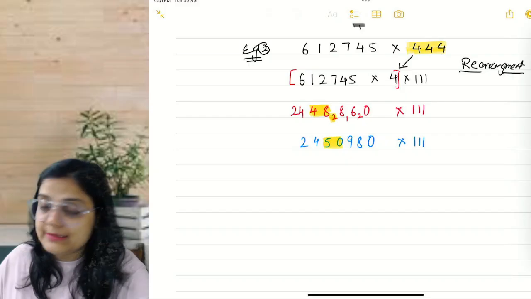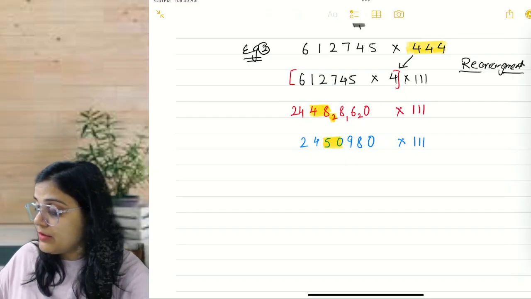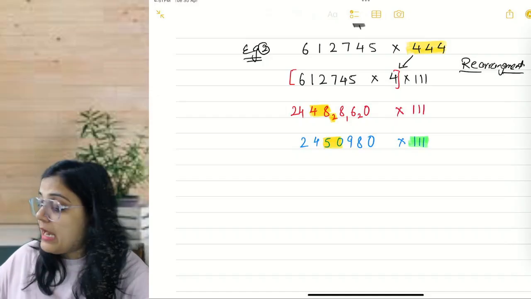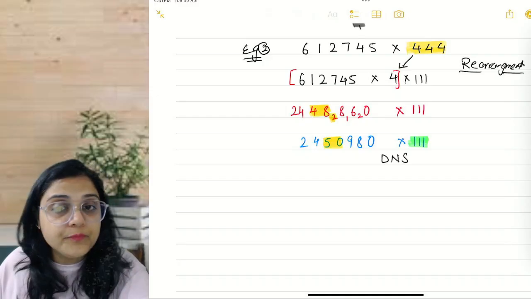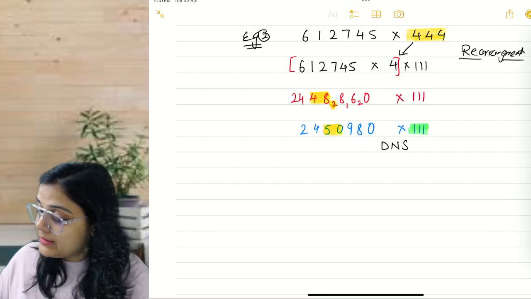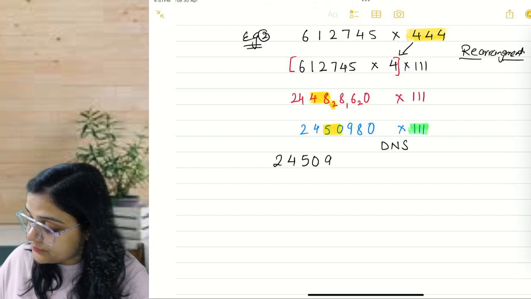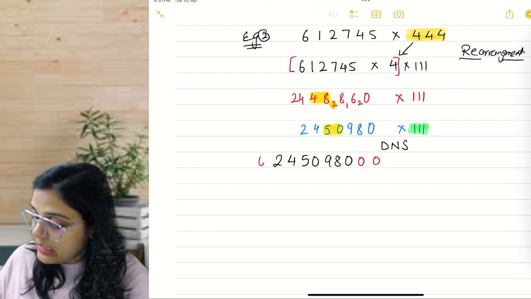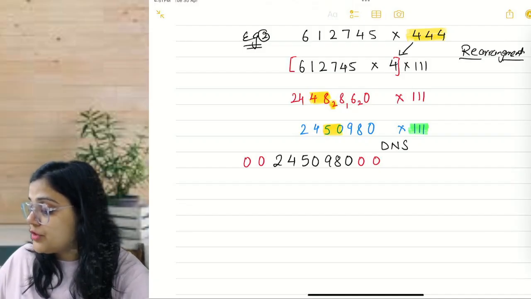Now what do we do in second step? After this, what do we do? Now I can see that I have reached a situation where I have to multiply the given number with 111. That means I have to use what? I have to use the DNS method. What does this DNS method say? It says write the number as it is and sandwich the given number in double noughts in the beginning, double noughts at the end, and then add them in pairs of 3. Add them in pairs of 3.